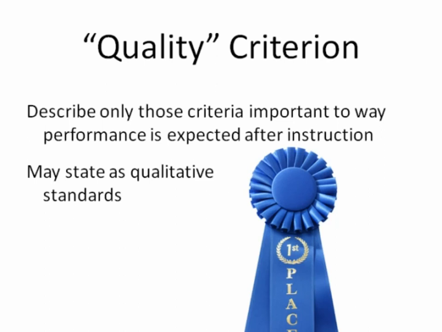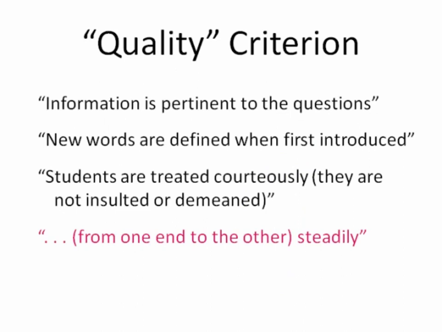That should be too wide. Performance is expected after instruction. And often the quality criterion area deals with qualitative standards rather than quantitative standards. So the quantitative standards would fit more within the accuracy, whereas quality deals more with the qualitative type of expectations for your students. Okay. So here's an example of a quality criterion. The information is pertinent to the question. New words are defined when first introduced. Students are treated courteously. They are not insulted or demeaned. Now, that would be something that you could help train faculty for, or student teachers, or whatever. Okay. In a quality criterion, you'll see in the red text, from one end to the other steadily. It's somewhat measurable, but it's more observable, so it'll be more quality related.